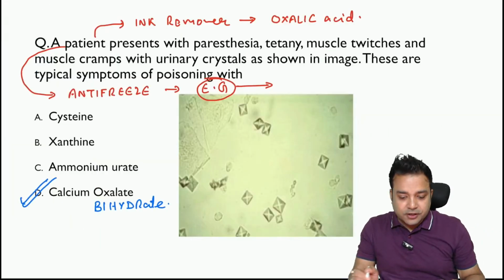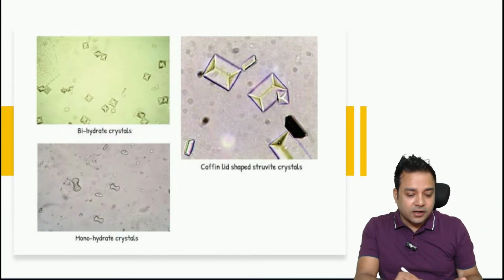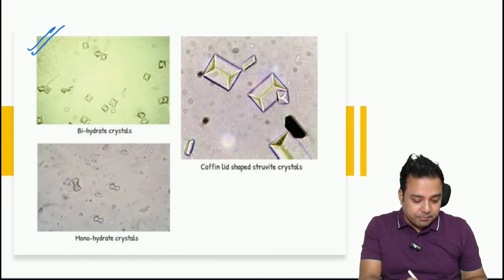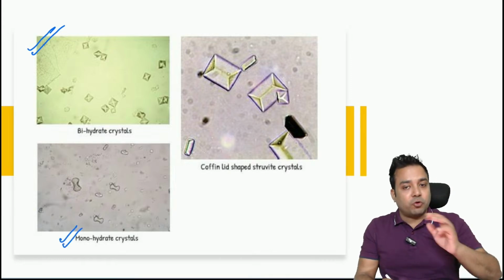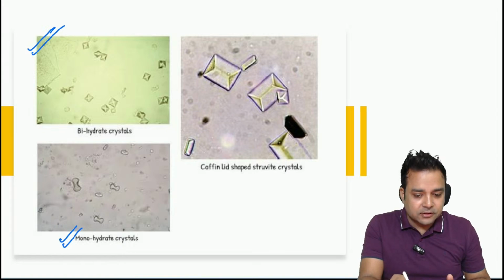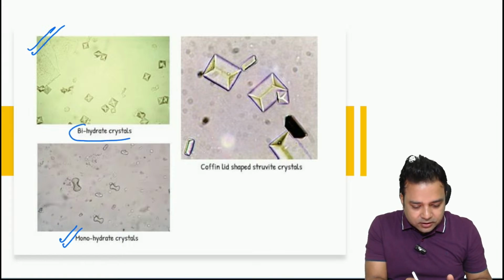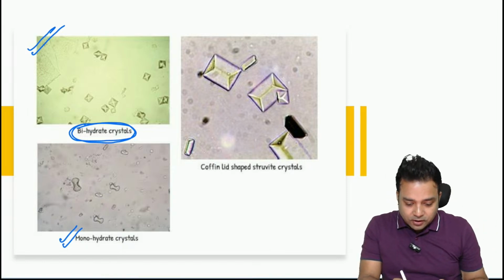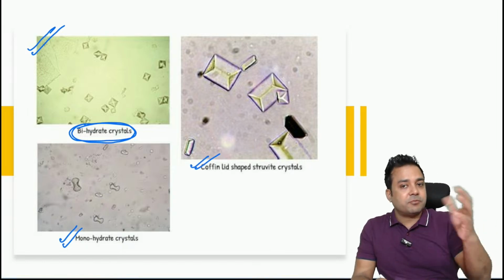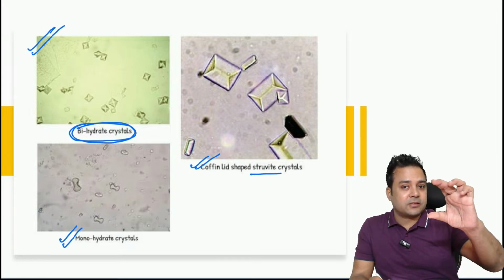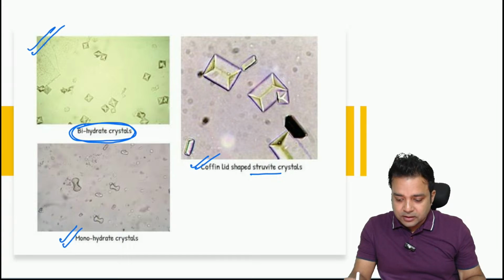And these are the three crystals which are again repeatedly asked. Envelope shaped crystals are calcium oxalate bihydrate. Dumbbell shaped ones are calcium oxalate monohydrate. Which ones are mainly seen in poisoning cases? Bihydrate ones. The majority of crystals in urine will be envelope shaped. Coffin lid shaped crystals are also asked as image based questions. They are struvite crystals, mainly triple phosphate crystals like this. Coffin lid shaped crystals.